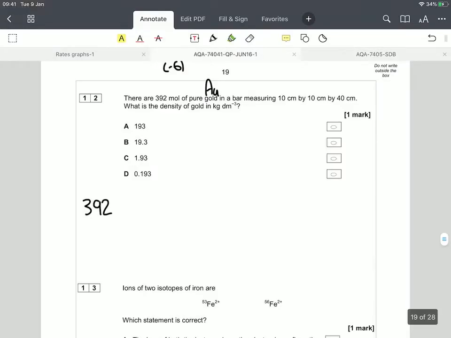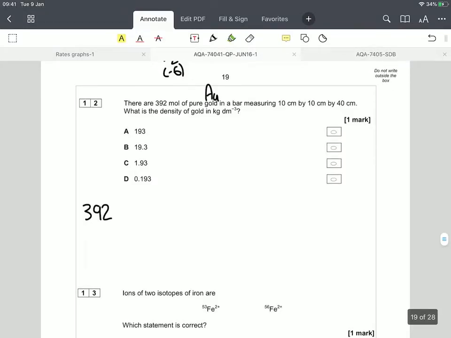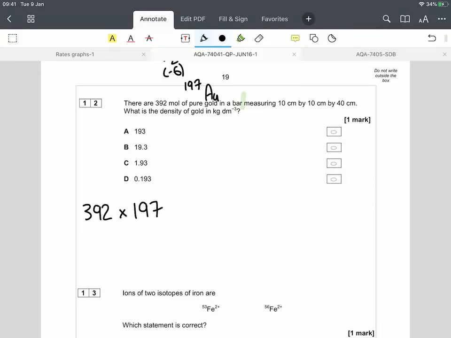Relative atomic mass of 197. Why do we care about that? Well, if we've got this many moles and we've got the relative atomic mass, then we can calculate the mass of gold before we even do anything else. Notice how I've not even looked at the rest of the question yet. I basically got there and stopped, right? So we want to know mass. It's moles times Mr, so 392 times 197. That's going to be quite a big number, isn't it?